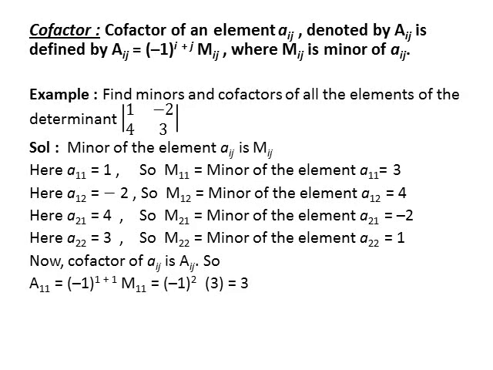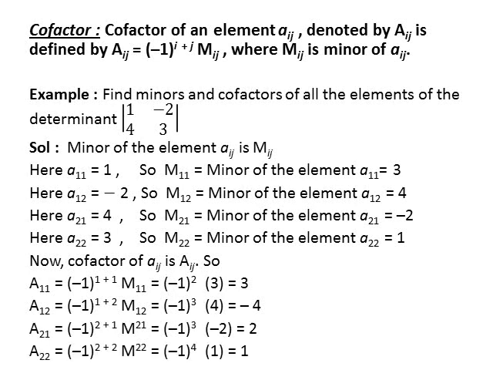To find cofactor, multiply the minors with the position sign of that element. Now, position sign of A11 is plus 1 and value of M11 equals 3. So cofactor A11 is equal to plus 1 multiplied by 3, which is equal to 3. Next, position sign of A12 is minus 1 and value of M12 equals 4. So cofactor A12 equals minus 1 multiplied by 4, which is equal to minus 4. Similarly, we can calculate cofactor A21 equals 2 and cofactor A22 equals 1.